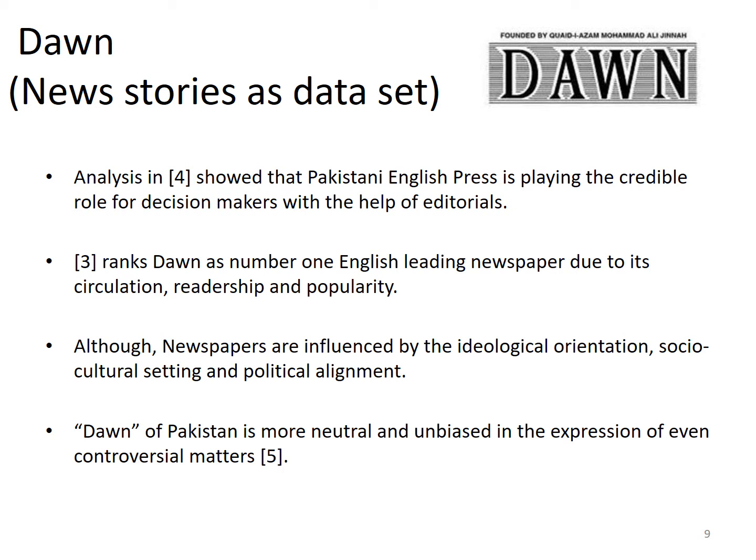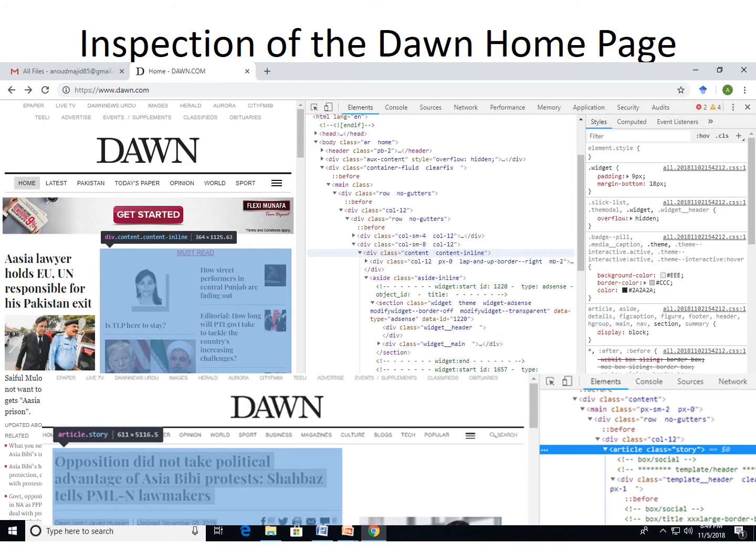The Dawn newspaper is ranked as the number one leading English newspaper due to its circulation, readership, and popularity. Although newspapers are influenced by ideological orientation, social and cultural setting, and political alignment, Dawn of Pakistan is more neutral and unbiased even in the expression of controversial matters. For this reason, we have taken Dawn news articles as our data source.